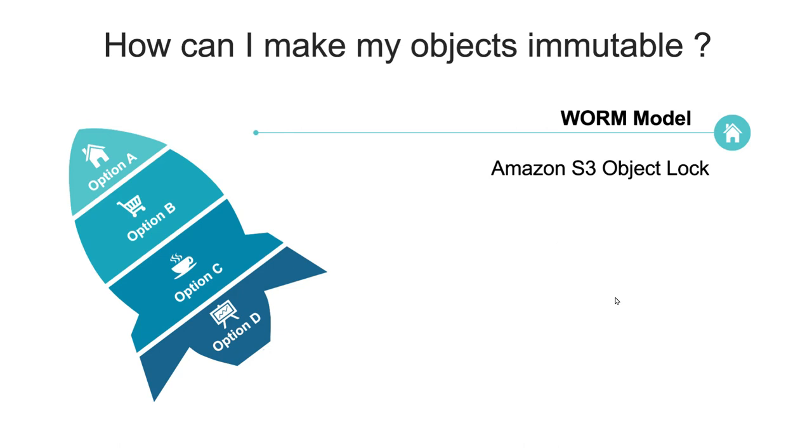How can I make my objects immutable? Now this is sometimes very much required because there are retention policies, there are legal obligations. We do not want our objects to get deleted by accident also. So then what we follow is a WORM model, which is write once, read many times. We do not want that to get deleted or overwritten. So what we do is we make the objects immutable. There is a concept called S3 Object Lock that can be enabled and used, and it has a retention period associated with it. So for that much period, the object cannot be deleted.